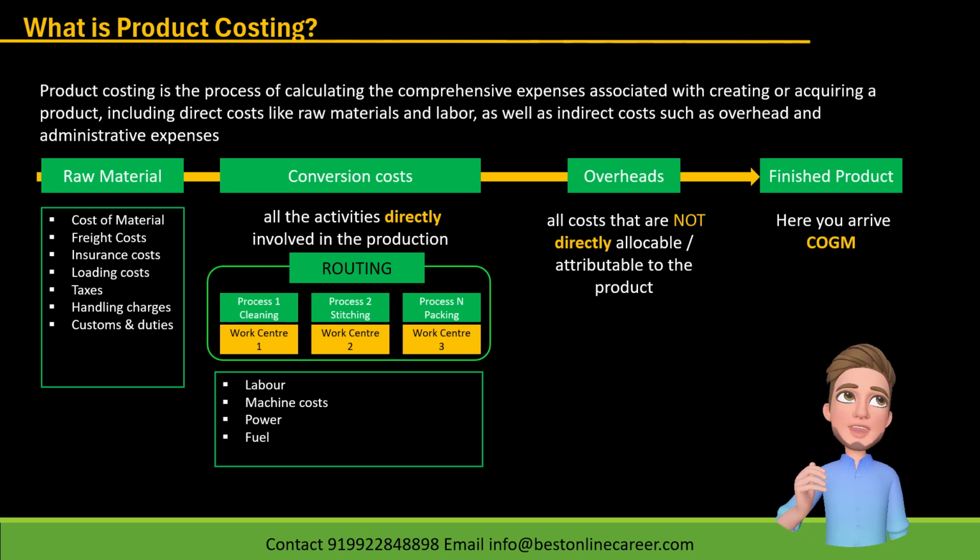Is my cost just going to be the pure price that I pay for raw material, or are there any other expenses that get accrued onto this raw material, right? As you can look at it, when I purchase raw material, not only the cost of material goes into the cost of that, there are also freight costs, insurance costs, loading costs, taxes, handling charges, customs and duties, and a whole lot of other expenses that have to be loaded onto the raw material.